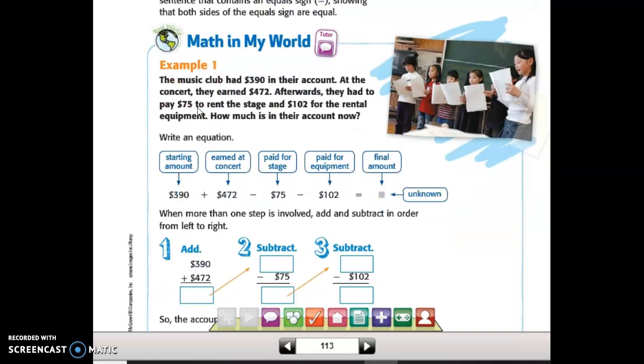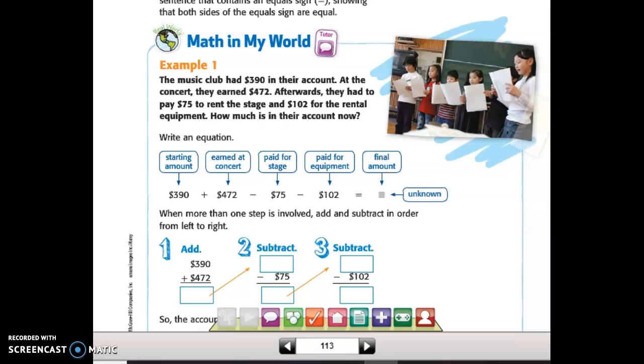Number 1. The music club had $390 in their account. At the concert, they earned $472. Afterwards, they had to pay $75 to rent the stage and $102 for the rental equipment. How much is in their account now?